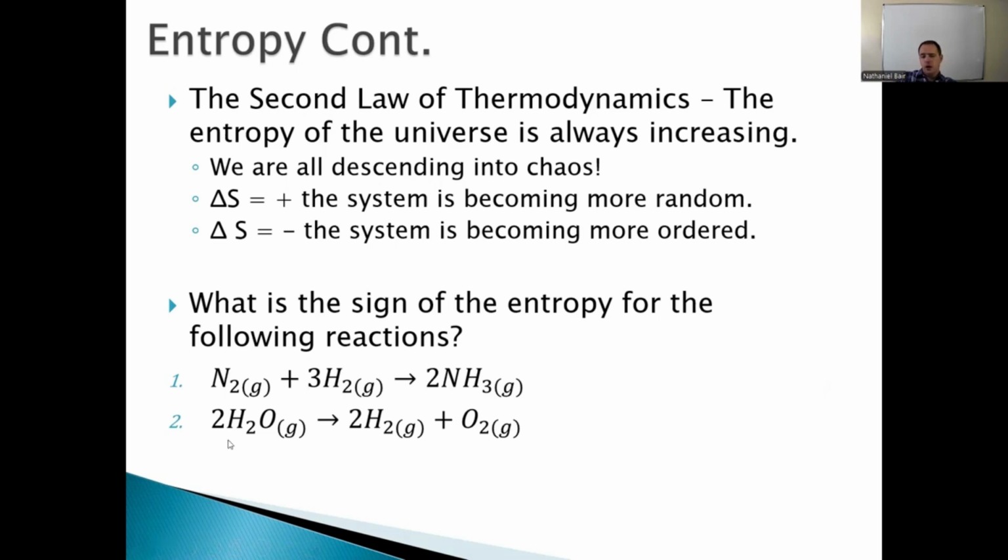You can often look at a reaction and predict whether it's going to be a positive delta S or a negative delta S. For example, let's look at the Haber-Bosch reaction. When this reaction occurs, we're taking 4 gaseous particles, 1 plus 3, and now we're locking it down to 2. So if you stop and think about this, this is going to have a massive decrease in entropy. We're going to have a negative delta S here.